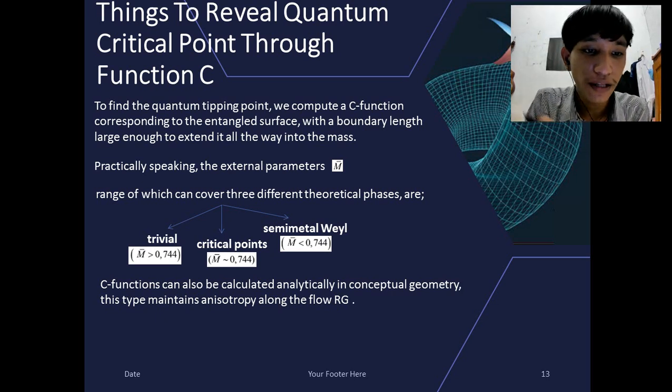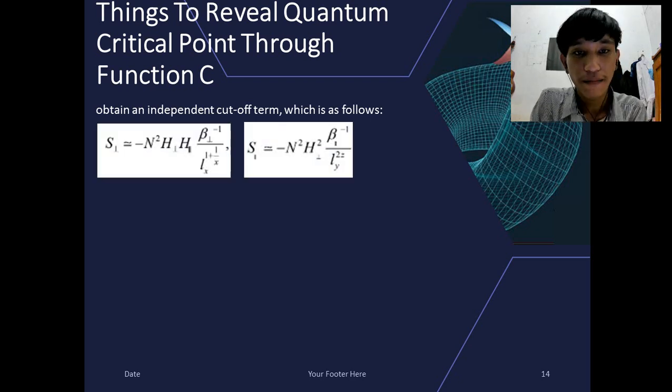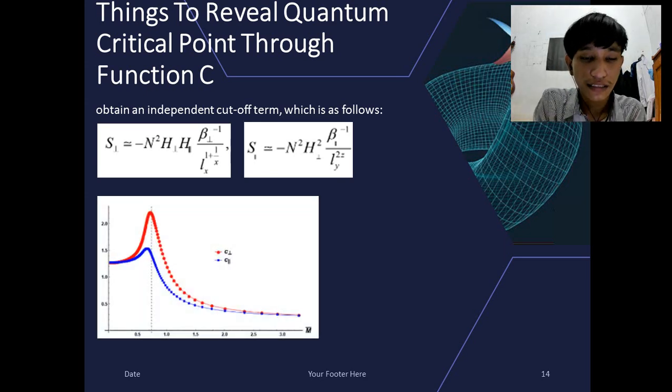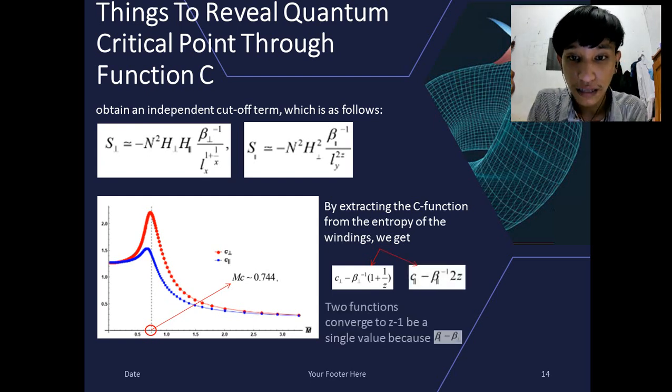This type maintains anisotropy along the flow origin. We obtain an independent cut of them, which follows the equations, and you can see from the computing the dimensional C function on the M axis. By extracting the C functions from the entropy of the winding, we get that. The function compared to C minus 1 is single valued.